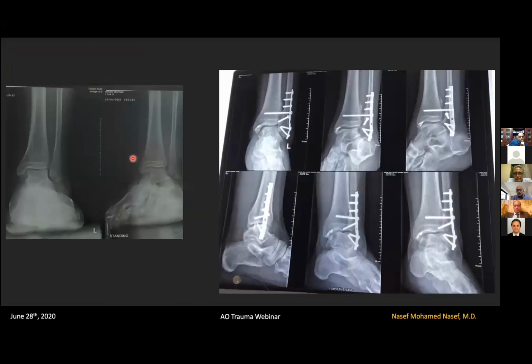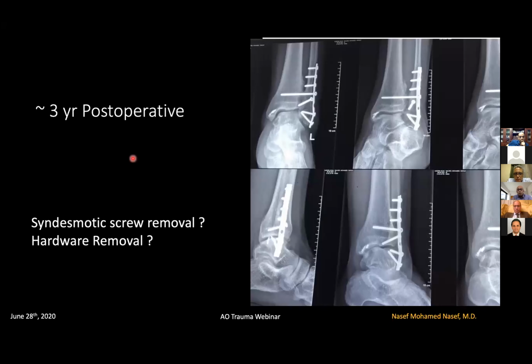This is 6 weeks. As you notice, I do not remove the screw, but this is debatable later on. So this was the pre, and this is now, almost 3 years post-operative. We can talk about syndesmotic screw removal. We can talk about hardware removal later on.